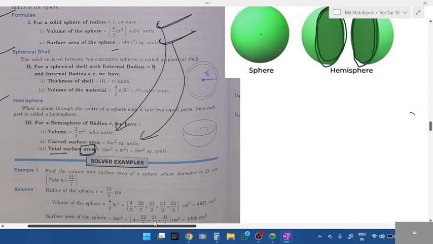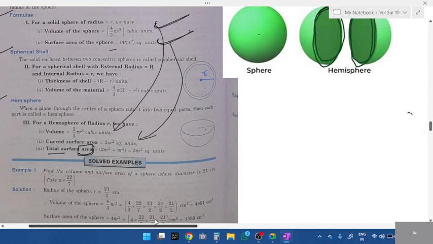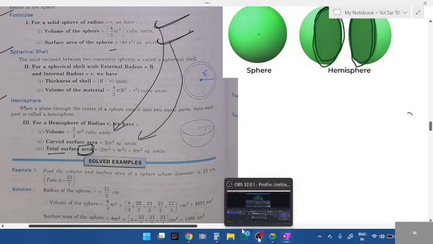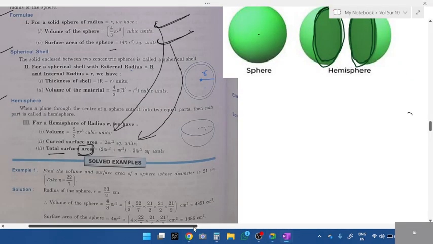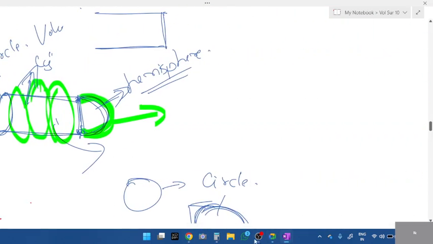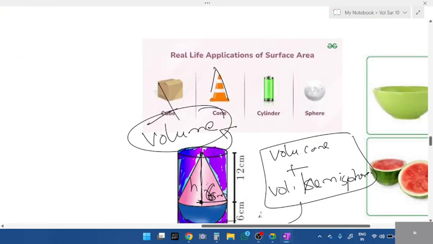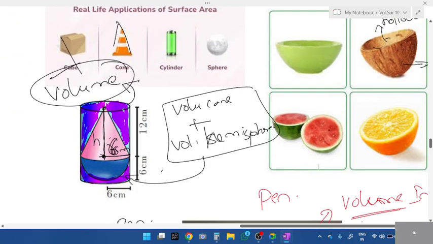Any doubts in the formulas? All of you understood how to derive hemisphere and spherical shell? Joanna, Mariana, understood? Tanishka, okay. Adia, Naomi, Ivania. Okay, what about these images, students? Related to images, are you able to understand all this? What kind of questions they might ask?